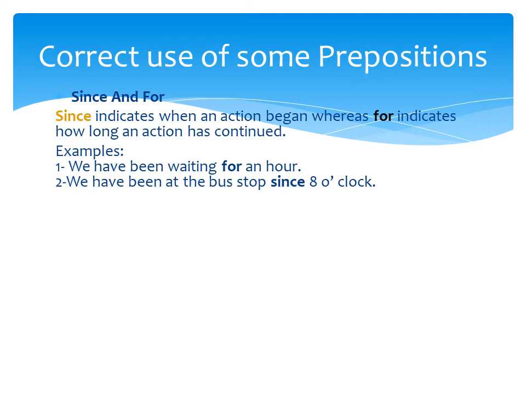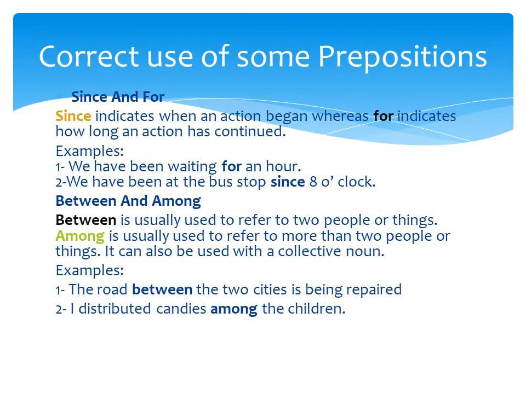So the difference is very simple. When we know the starting time of an action and we don't know the ending time, or how long an action has continued, then we will use since. And when we know how long an action has continued, what the time duration is, then we will put for. Between and among, it's very simple.